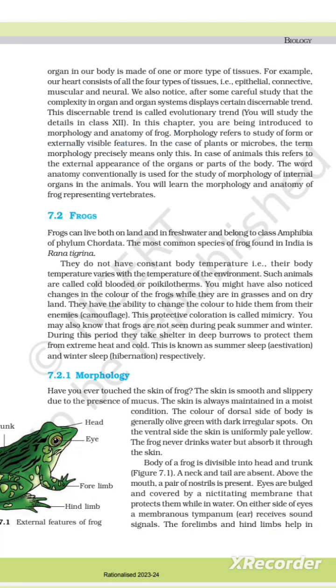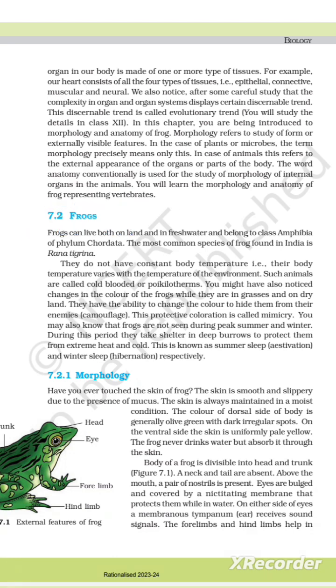Morphology refers to the study of form or external visible characters. In the case of plants and microbes, the term morphology precisely means only this. In case of animals, this refers to the external appearance of the organ or part of the body. The word anatomy conventionally is used for the study of morphology of internal organs in the animals. You will learn the morphology and anatomy of frog representing vertebrates.